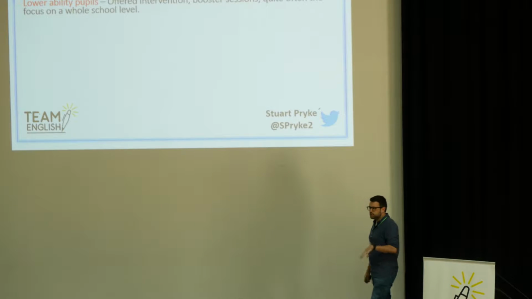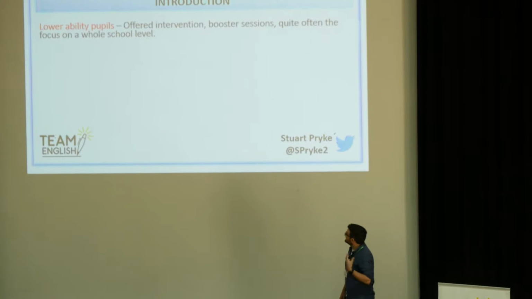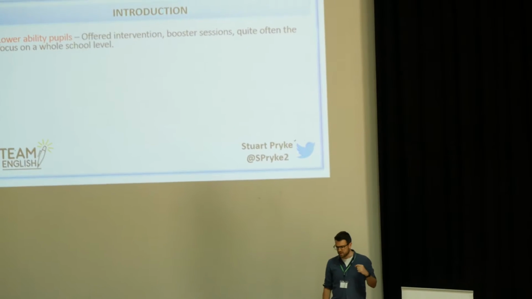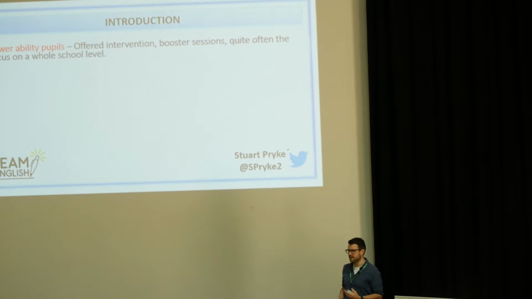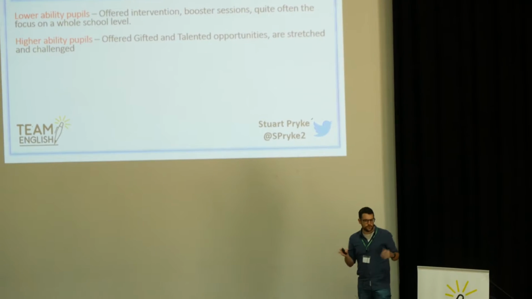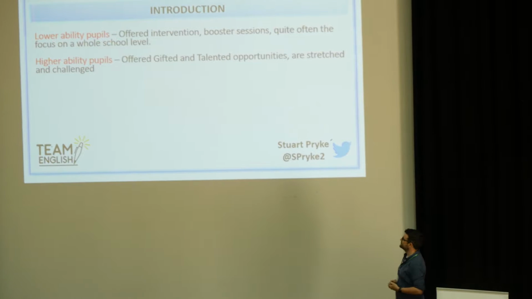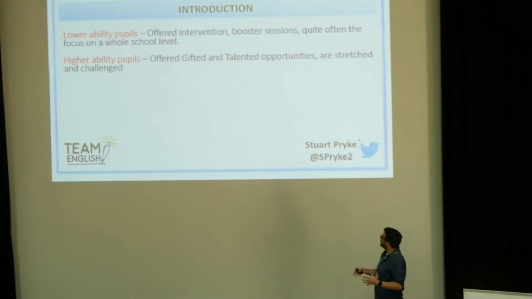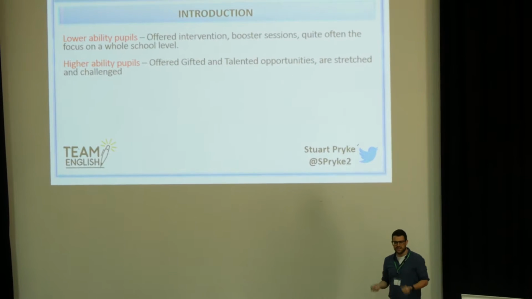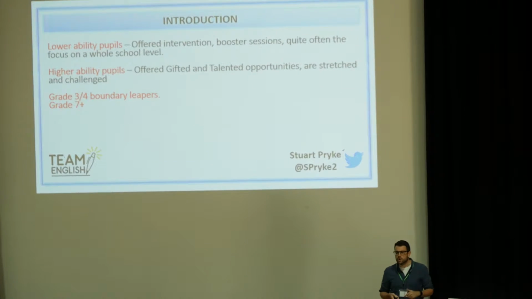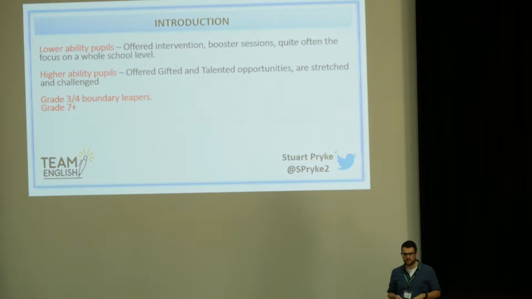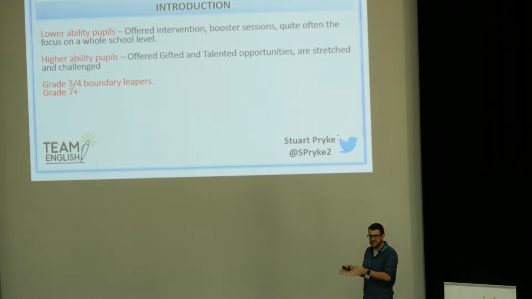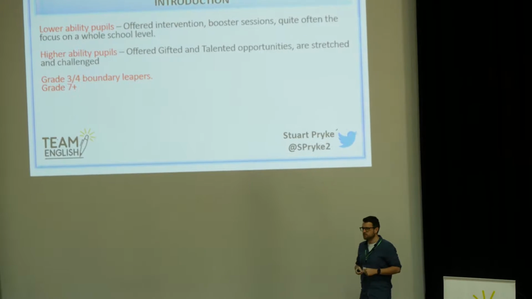Our lower ability pupils, we offer them intervention, booster sessions. They're quite often our focus on a whole school level. And similarly, our higher ability pupils, those who would be labelled as high ability, they're often offered things like gifted and talented opportunities. They're stretched and they're challenged. We quite often look at our grade 3 to 4 boundary leapers because we want to get our students into the statistic of students who pass.